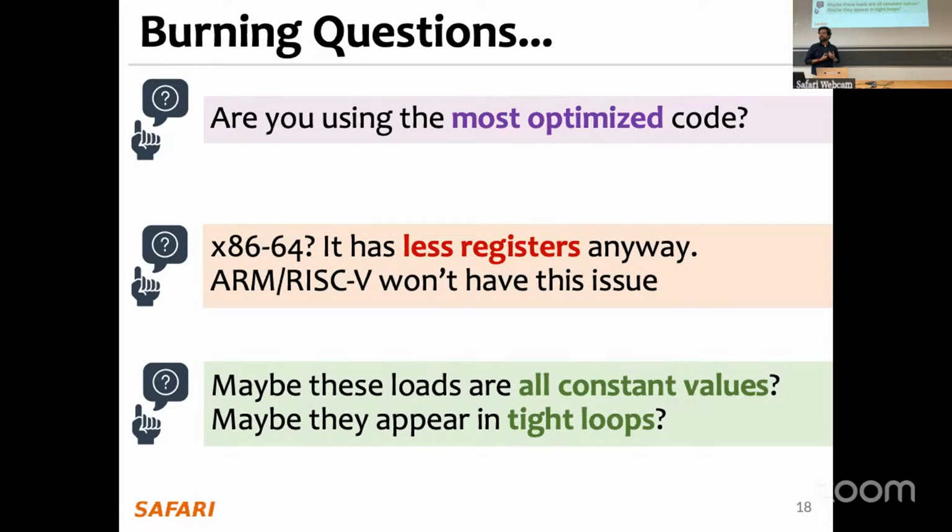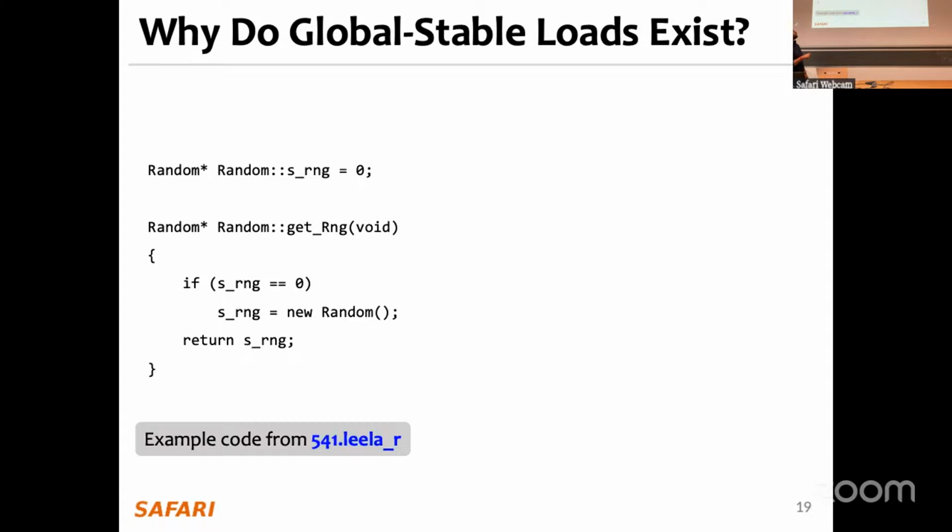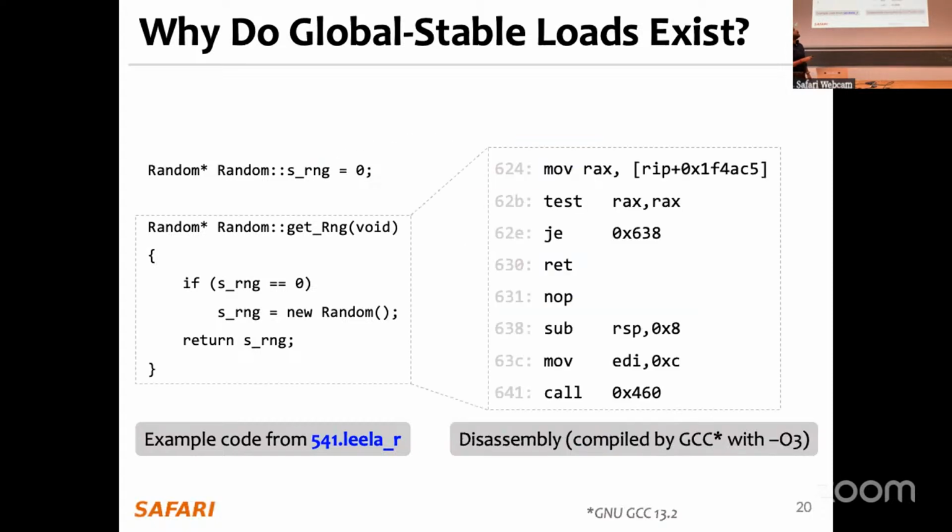Are we even looking at these load instructions in the most optimized code? To answer that, let's see one example of what's happening. This is one example from the workload Leela from the SPEC CPU suite. This is what the code looks like. This is a random variable, a global variable. We all write code like this. It's a global singleton variable. Then we have a get RNG function, which says that if the variable is not initialized, then initialize the variable. Otherwise, simply return the variable. This is how the code looks.